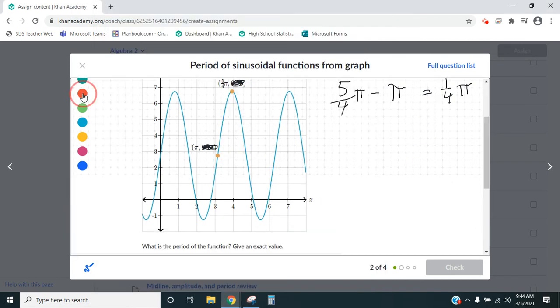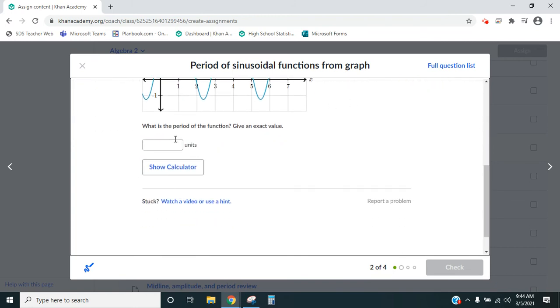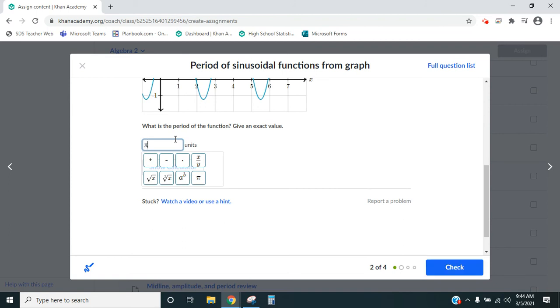So what's 1/4 pi times 4? The last one, it was half of a period, right? So we multiplied by 2. This one's times 4. Well, what's a fourth times 4? 1. There we go. So it's just going to be 1 pi, or pi. And that'll be your answer.